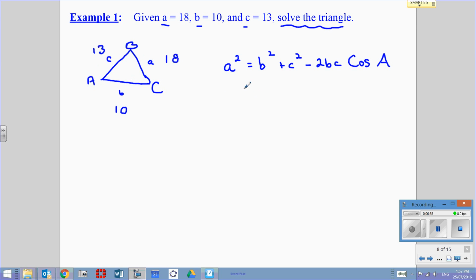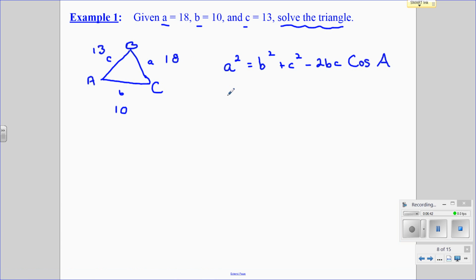Since I know all three sides, it really doesn't matter how I set up my little a, b, c order, but I am going to go ahead and replace my small a with 18. So 18 squared, following my formula, equals little b, which is 10 squared, plus little c, 13 squared, minus 2 multiplied by little b, which is 10, little c, which is 13, and then multiplied by cosine of big A. So A is the unknown here. I don't know what this angle is.